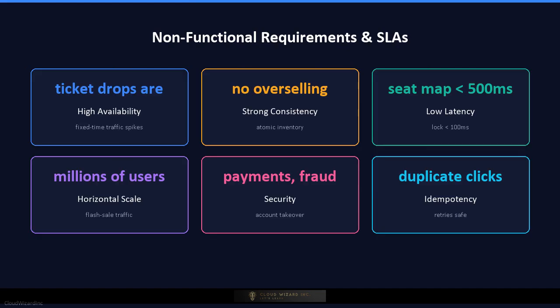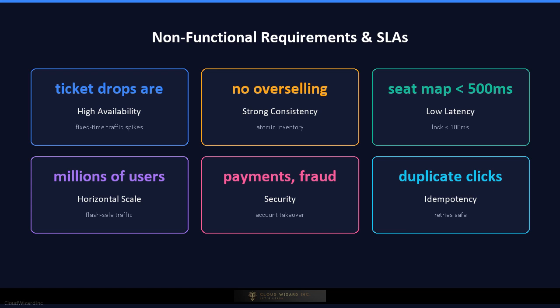Now the non-functional requirements. The system must be highly available, because ticket sales open at a fixed time and traffic spikes instantly. It must be strongly consistent for seat inventory to prevent overselling, while still remaining eventually consistent for analytics and search. The booking flow must be low latency, especially the seat selection and lock steps, because users will refresh aggressively if anything feels slow.